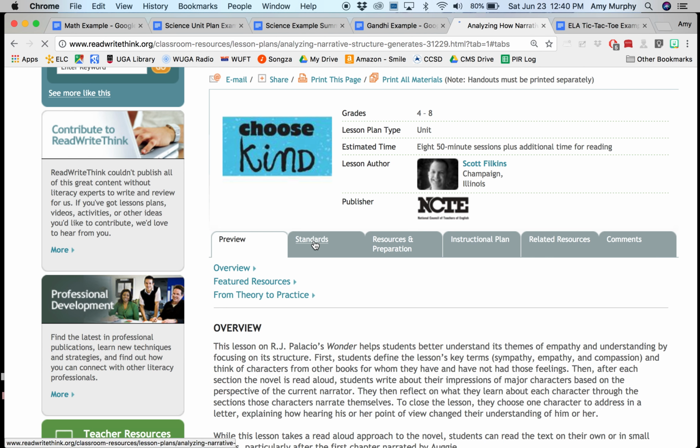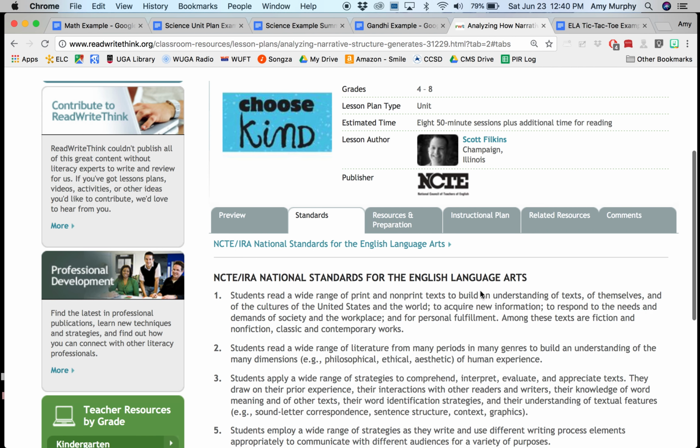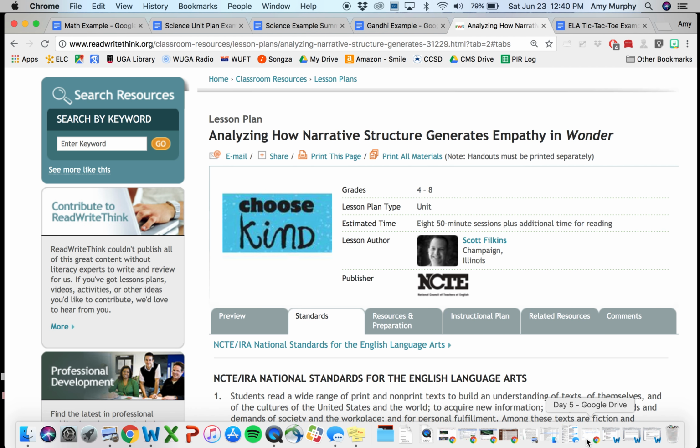Now the thing about it is these standards are just general literacy standards based on the National Council of Teachers of English. So these are not Common Core standards. Students will read a lot of different types of text, they'll read a wide range of literature, and they'll apply a wide range of strategies to comprehend texts and to write about texts. If we had been looking at Common Core standards for this, keeping in mind that the whole purpose is to analyze narrative structure, we would have selected some text.